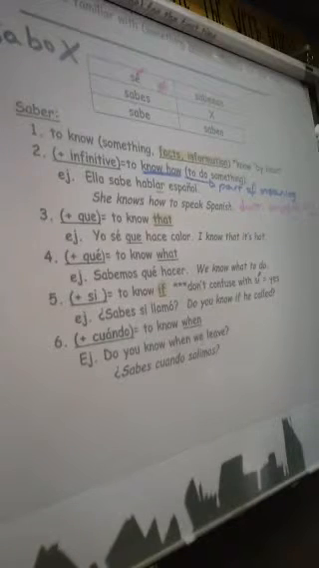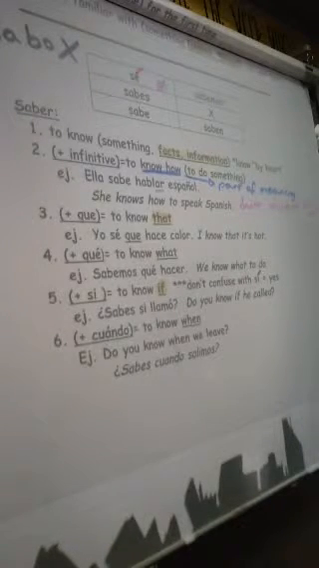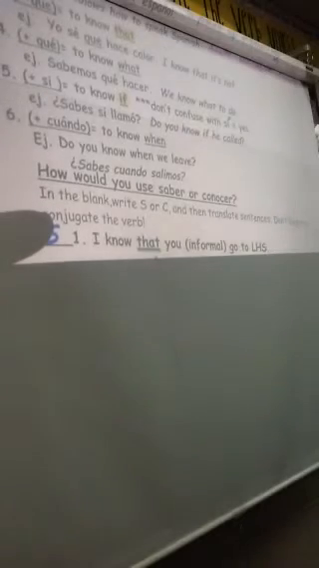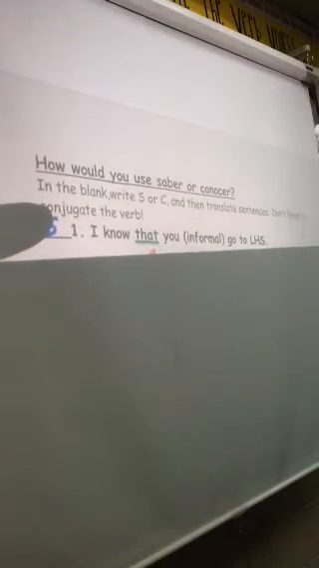Okay. What you're going to do for homework is the next page. I'll show you what you're going to do. You're going to first figure out, just like we did with the ser and estar, if it's saber or conocer this time. So you're going to give me an S or a C. So for that first one there, I know that you go to LHS. It would be S for saber.